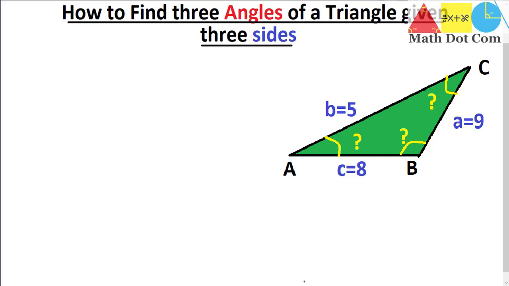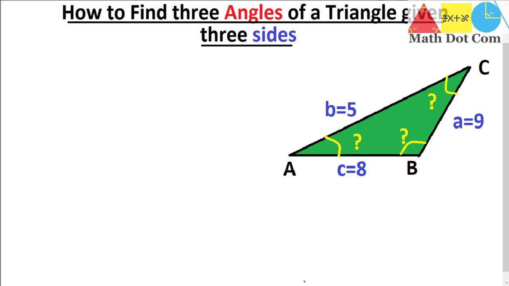How? Let's see. First of all, I will tell you the angle version of the law of cosine, or you can easily find the angle version by using the formulas that I told you in the previous lecture. So today, first I will tell you the angle version, and then we will solve this triangle in order to find the three angles. As you can see, here we have three sides given, and three angles that are unknown.